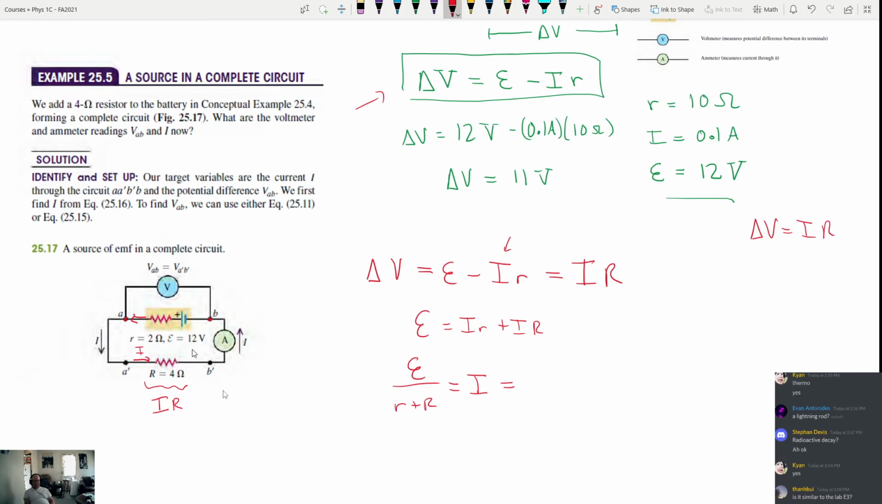So the EMF in this case was 12 volts. We're dividing by big R plus little r, so little r was 2 ohms plus big R. Oh, whoops. And then big R was 4 ohms, I think. So we end up getting 12 divided by 6. So we get 2 amps.